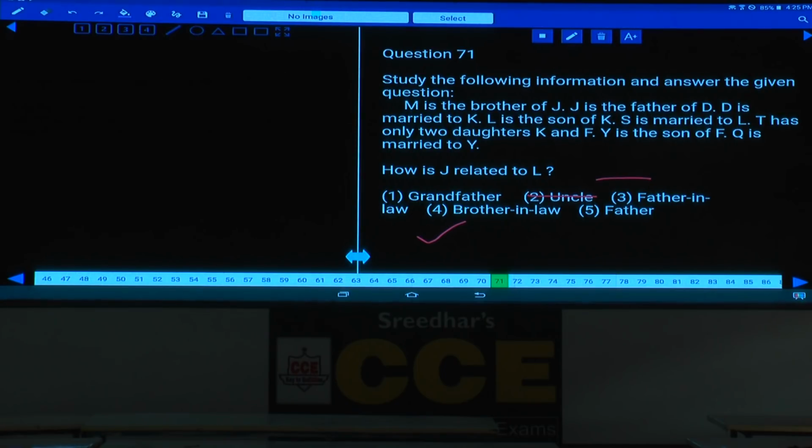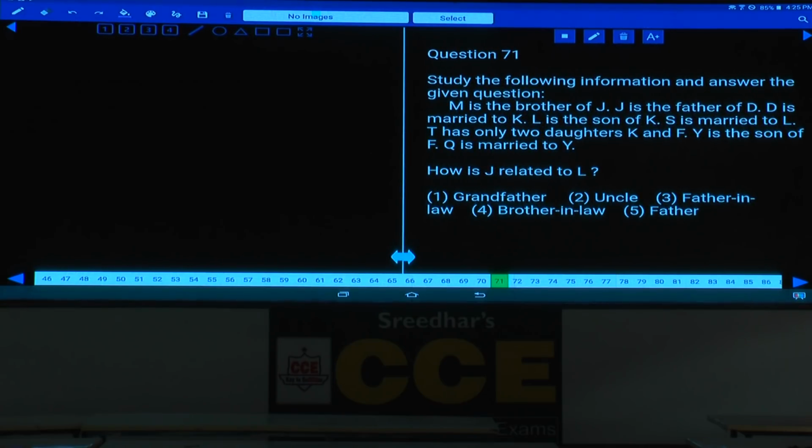Then 71 onwards, 71 to 73, these three questions are based on blood relations. M is the brother of J. J is the father of D. And D is married to K. D and K are married couple.